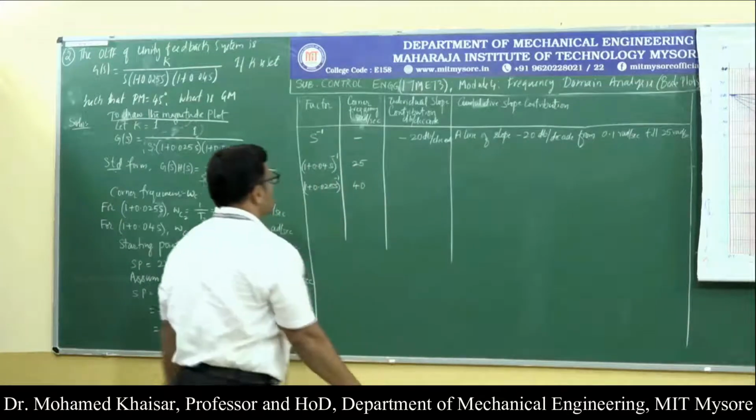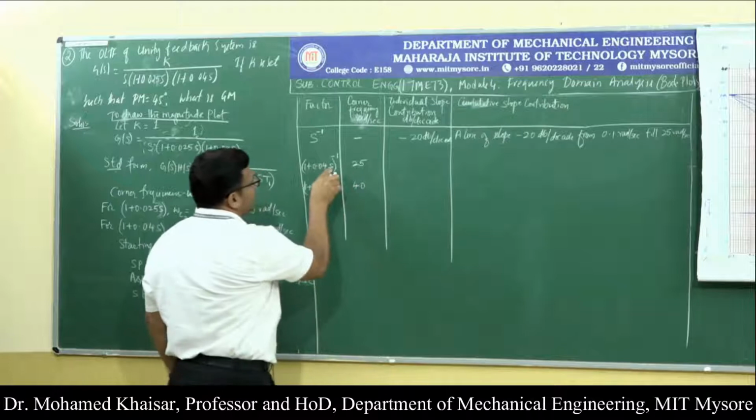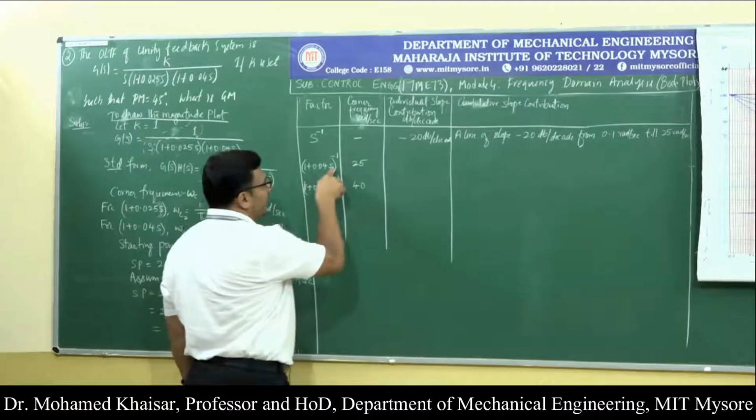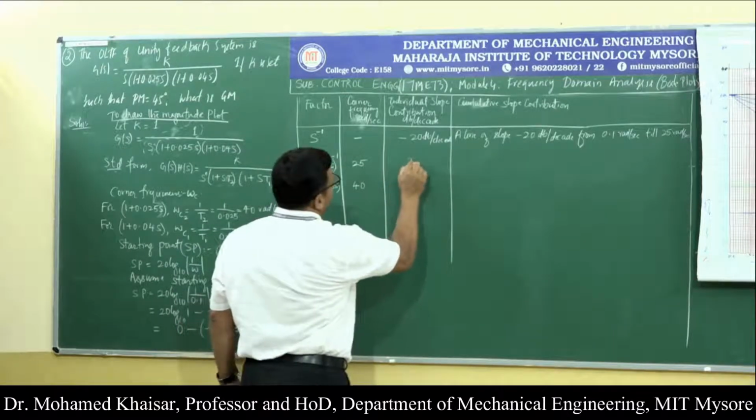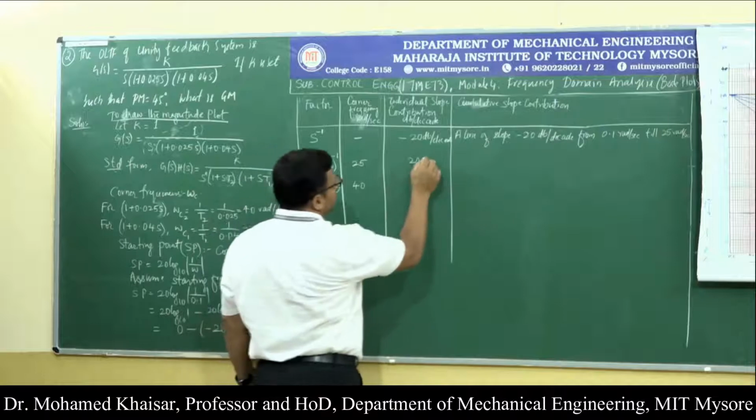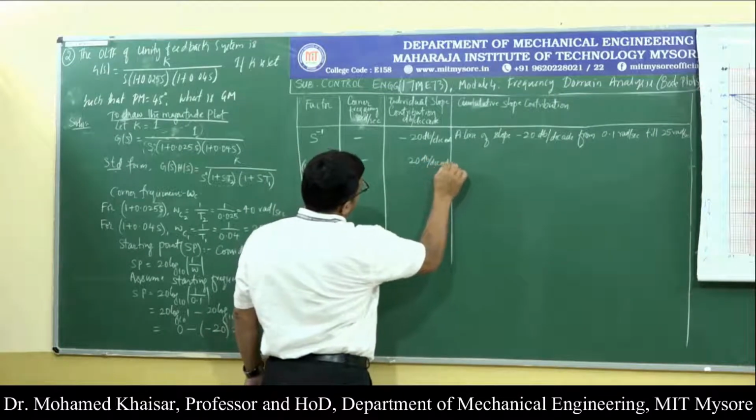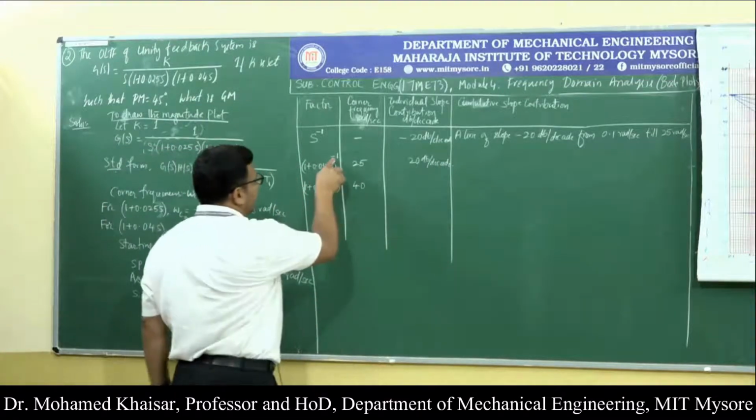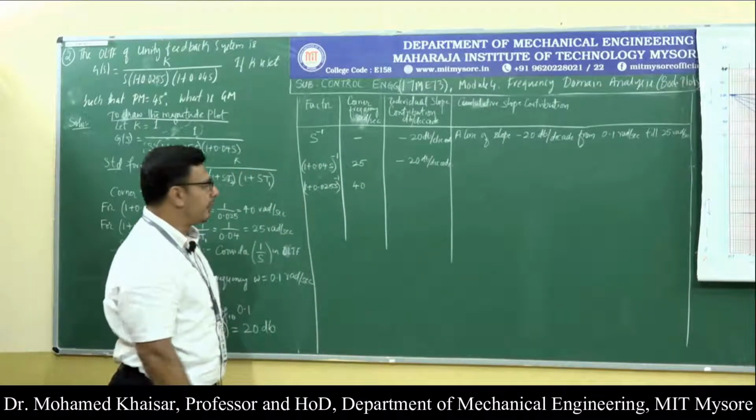Fine. Then for the next factor, again see, the power of S is 1. The factor power is also 1. 1 into 1 is 1. So, as long as the power is 1, it will be 20 decibels per decade. The individual slope contribution will be 20 decibels per decade. And since again it is in the denominator, so negative sign, minus 20 decibels per decade.